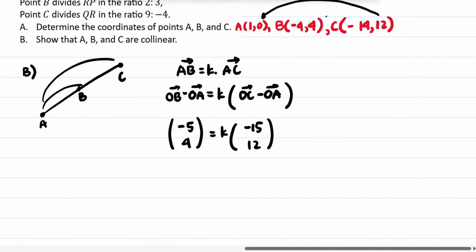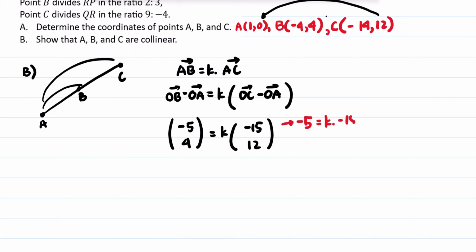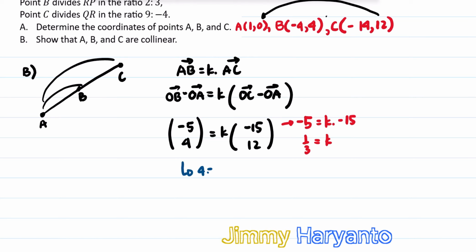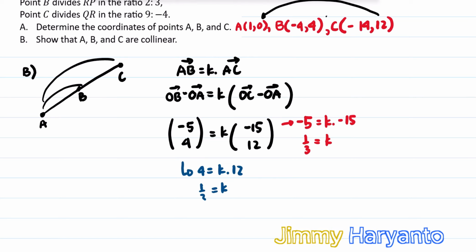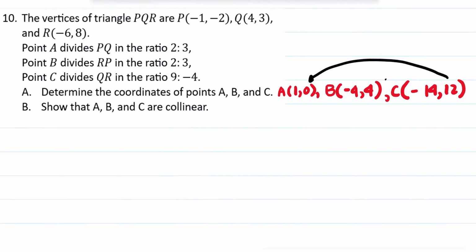And then we have to find the value of k for each component. First is the i component. I will have negative 5 equals k times negative 15. From this I will get k equals 1 over 3. And then from the j component I will have 4 equals k times 12. So k equals 1 over 3 also. Because the value of k is the same, that means they are collinear.